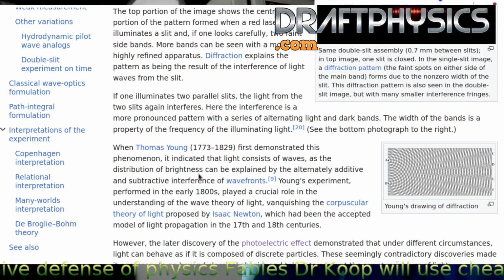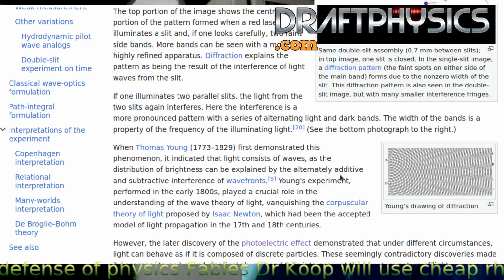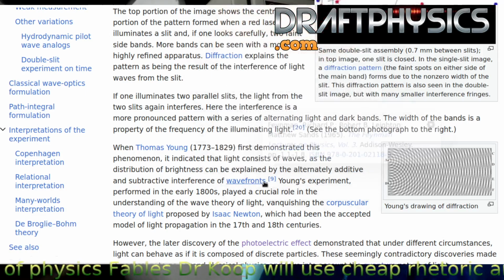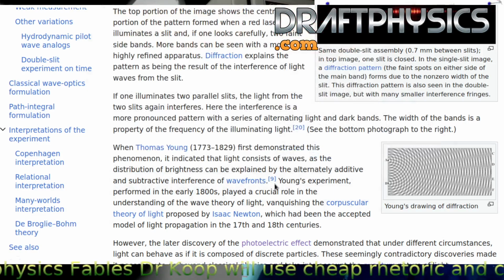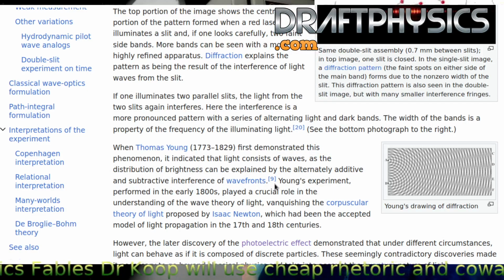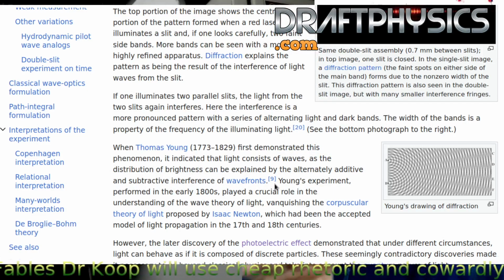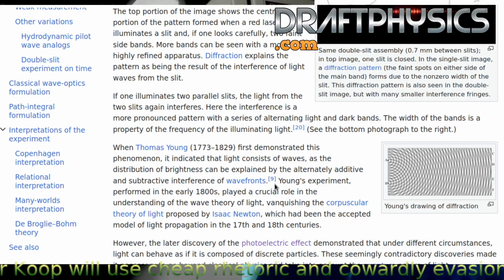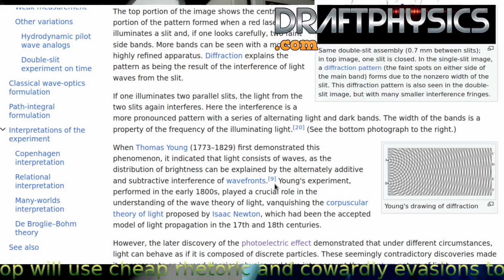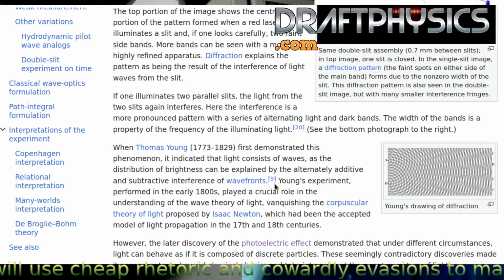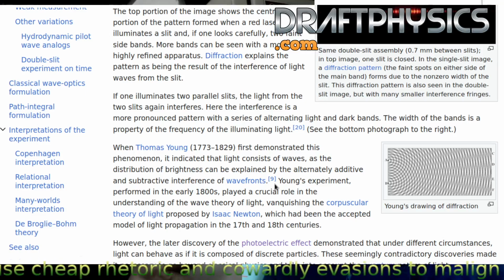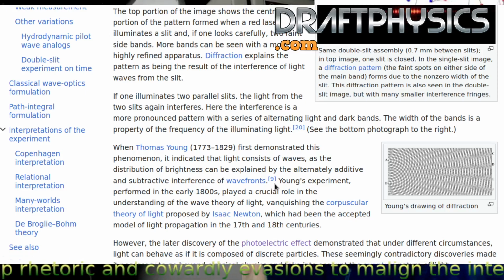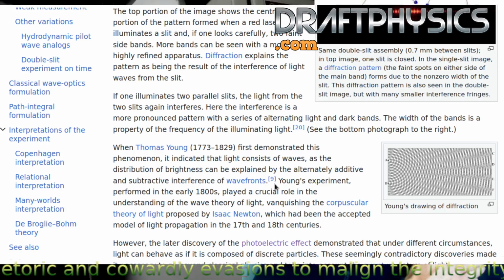Okay. "As the distribution of brightness can be explained by the alternating additive and subtractive interference of the waveform." So right there you have a huge, big, fat, giant lie. Because the distribution, as you can see in the pattern, diminishes rapidly. The strength, the number of photons, the amplitude, the number of photons getting to the further locations is diminishing rapidly. And it would do exactly the opposite in a wave pattern. A wave pattern wouldn't get weaker and weaker and weaker.